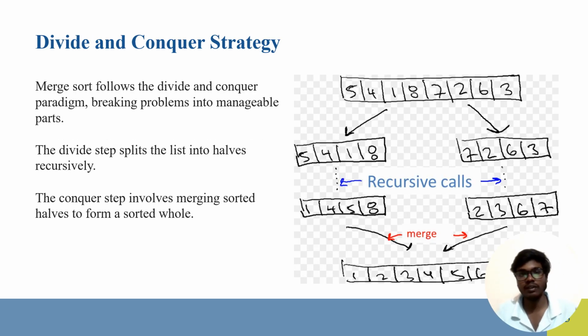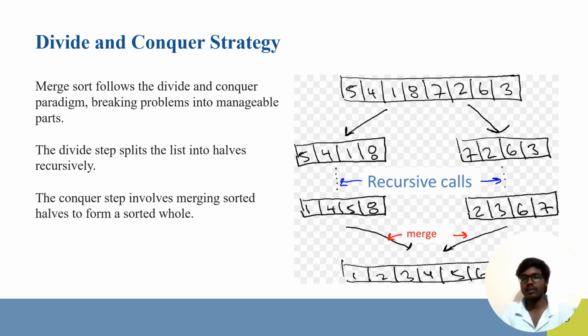Here we can see the divide and conquer strategy. The method follows the divide and conquer paradigm, breaking problems into manageable parts. The divide step splits the list into halves recursively. The conquer step involves merging sorted halves to form a sorted whole.